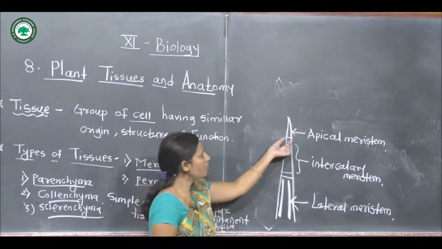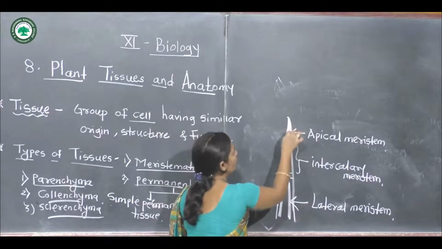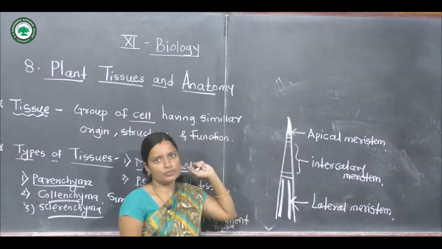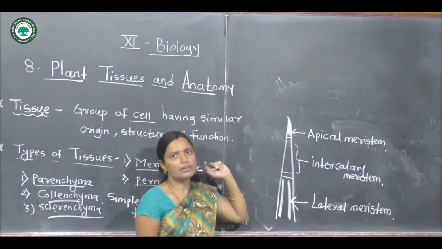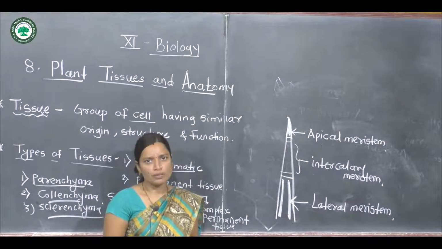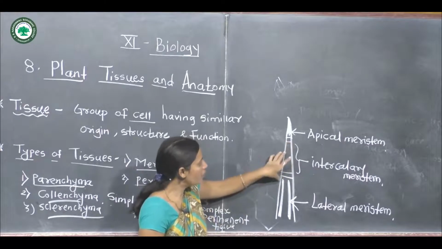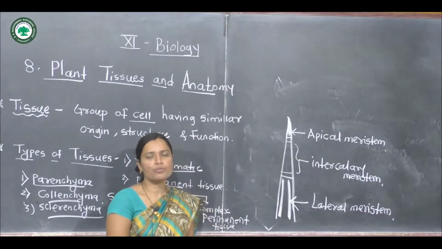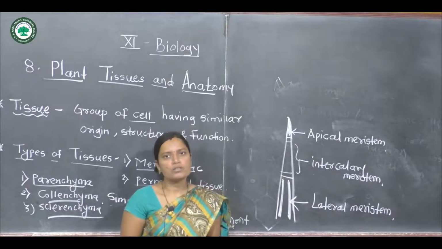Now the apical meristem is found in the apical region. In the growing region, the multiplication of cells, the cell division, takes place in this part, and this is called the apical meristem. It is most important for the growth of the plant body. Now the intercalary meristem is found in the internodal region, and it is most important for the elongation of the stem, increasing the height of the stems.